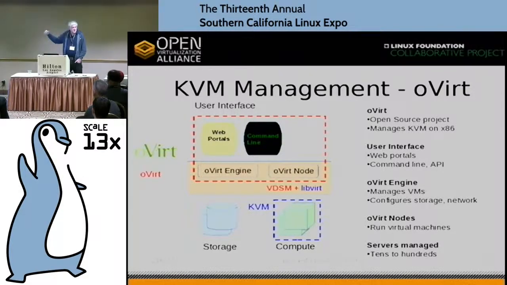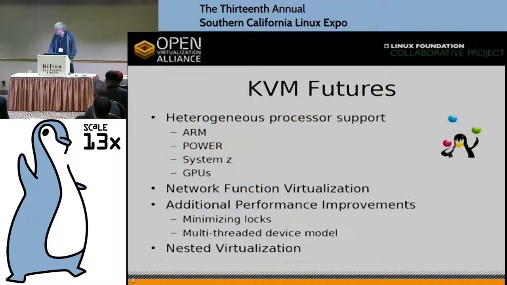oVirt is an open source project. Red Hat has taken that and they have this as the RHEV management module, which is in Red Hat Enterprise Virtualization. And this at the moment manages KVM on x86.